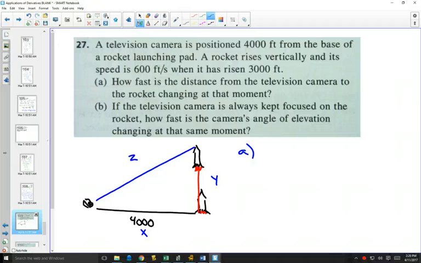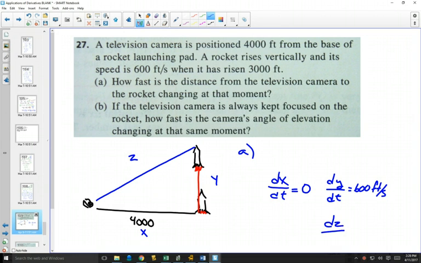Because what do we know? Well, dx dt is 0 because it doesn't change. But dy dt, we are told, is changing. dy dt is 600 feet per second. And we want to find dz dt. So because this one's equal to 0, we basically know that y is a function of time and z is a function of time, and we're trying to find out specifically what dz dt is at 3,000 feet.